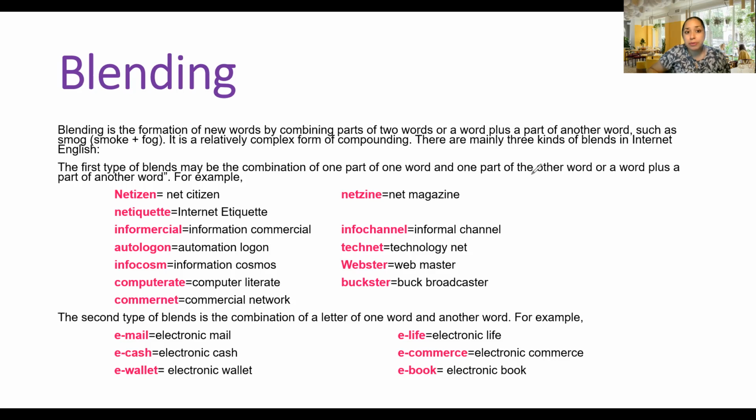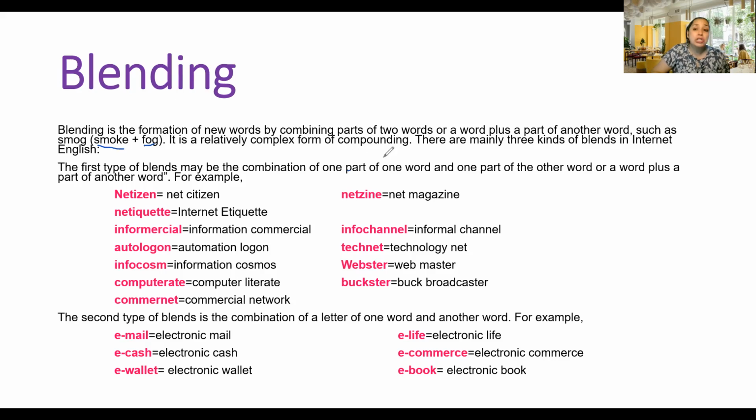So blending is the formation of new words by combining parts of two words, or a word plus a part of another word, such as smog, which actually came from smoke plus fog. Smoke plus fog. Smog. It is a relatively complex form of compounding.